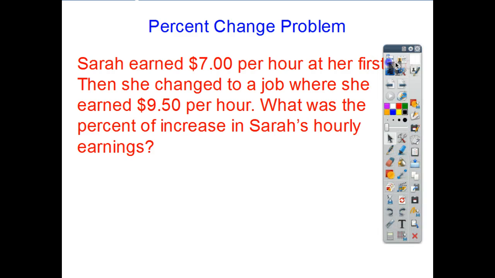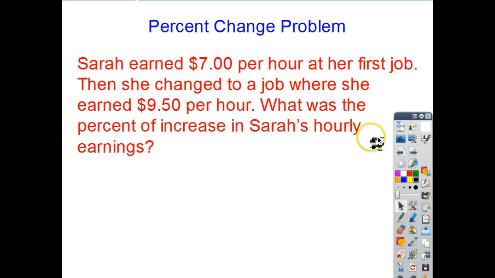Our first problem is a percent change, and it says Sarah earned $7 per hour at her first job. She then changed her job where she earned $9.50 per hour. What was the percent of increase in Sarah's hourly earnings? Well, let's look at a few things first. She earned $7 per hour at her first job, and then she got a new job and earned $9.50 per hour. And they want to know what the percent of increase in Sarah's hourly earnings was.